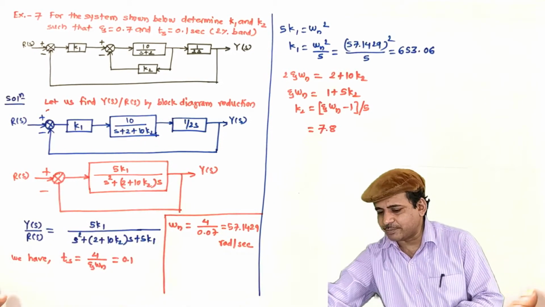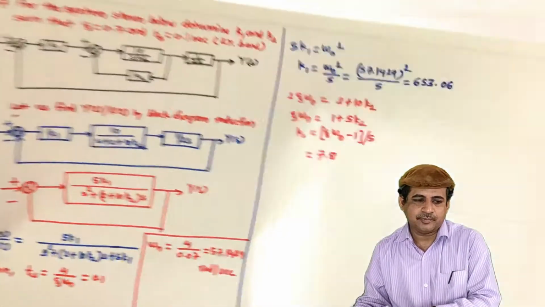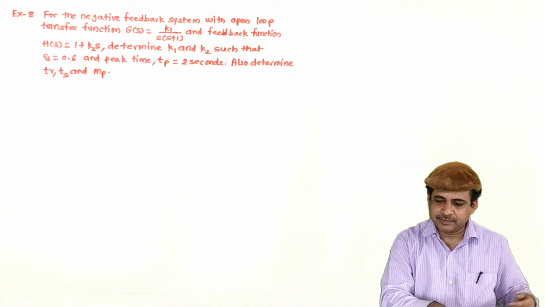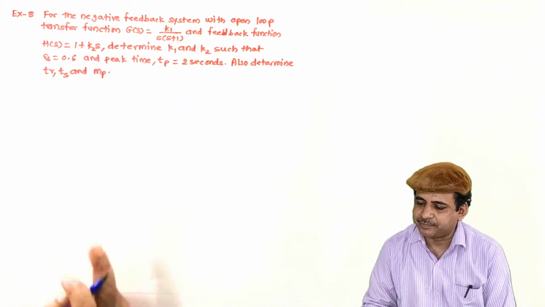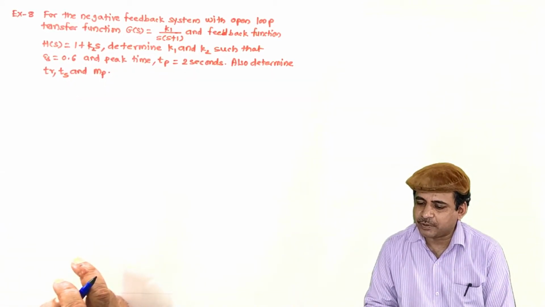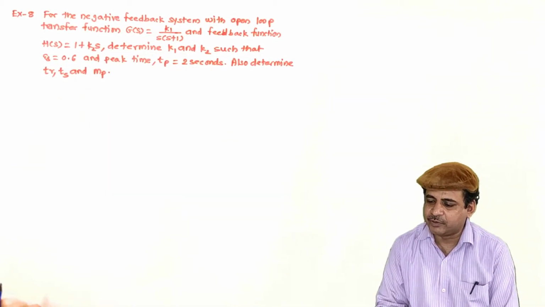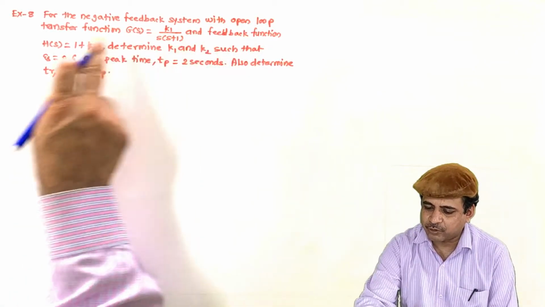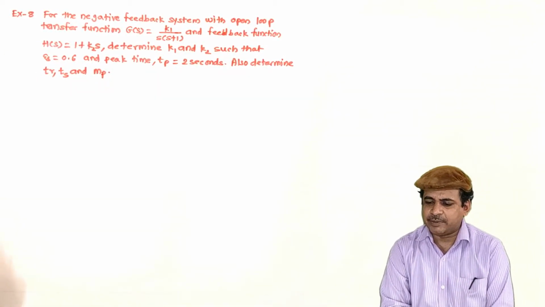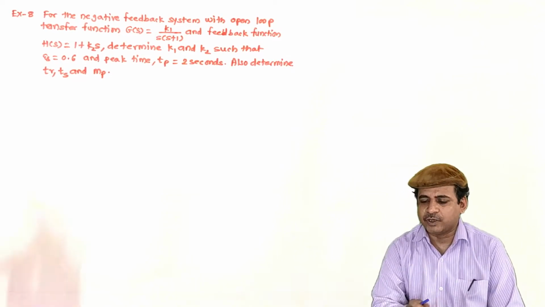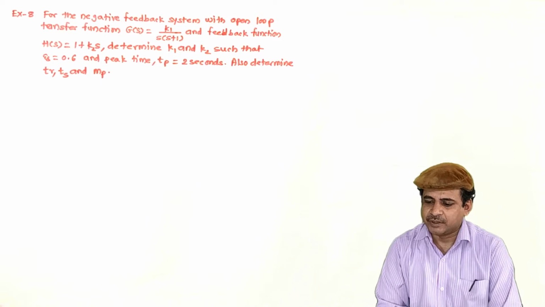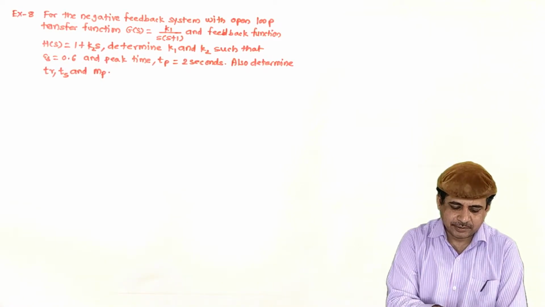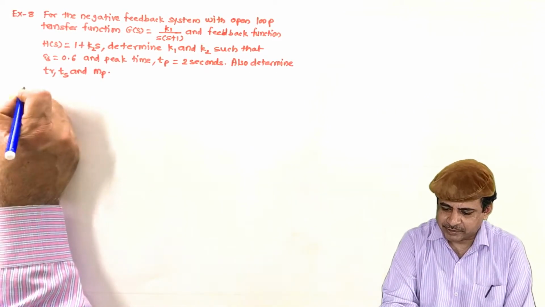We will solve one more example of this type to have better insight, and in this what is given is a negative feedback system with open loop transfer function G(s), and feedback is also given. So this kind of feedback is called tachometric feedback. 1 plus K2 s is called tachometric derivative feedback. And for this let us solve this.